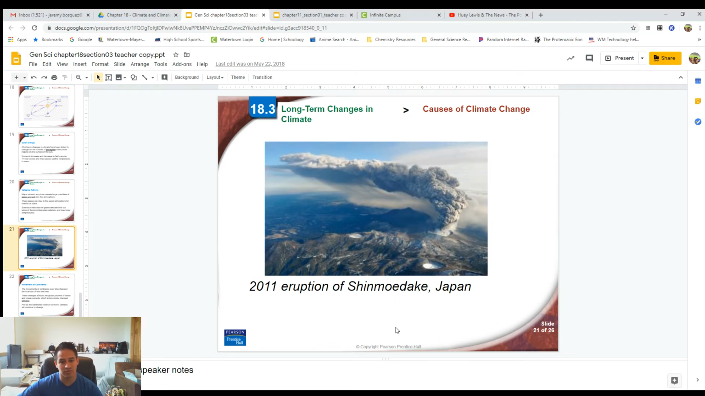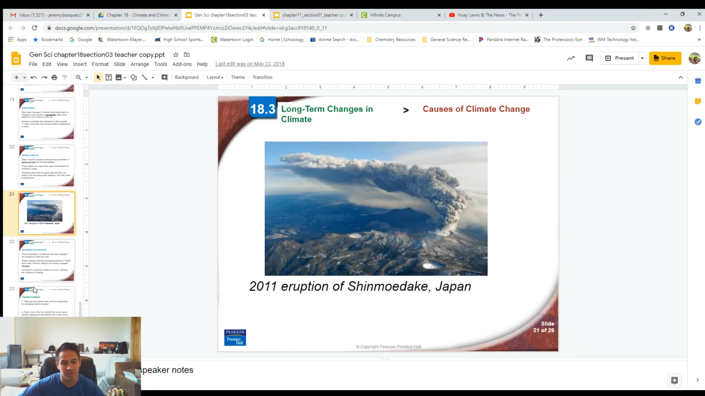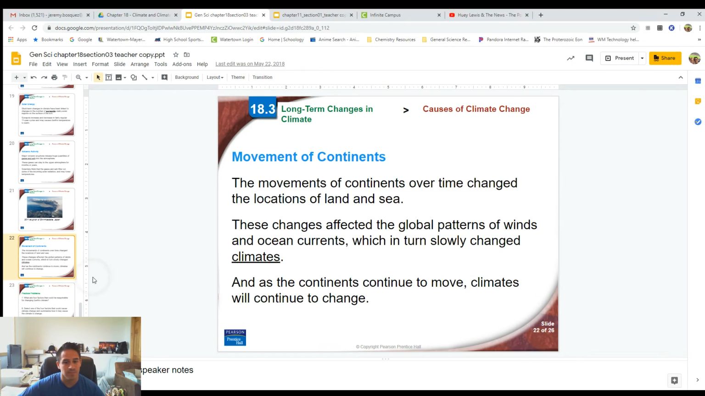Here's an image of an eruption in 2011 in Japan. This giant plume of ash is going to cover a very large area for probably months. That can cause temperatures to significantly drop because the amount of sunlight the ground gets is much less. Temperatures will drop, and if this were to occur on a very large scale, it could cause an ice age to trigger. And once an ice age starts, it kind of just takes over. So that also is a reason why ice ages could have happened in the past.